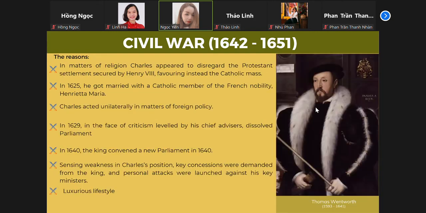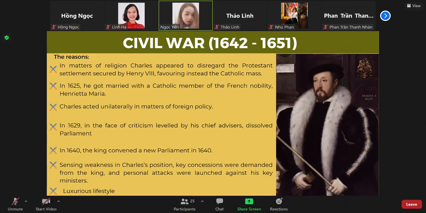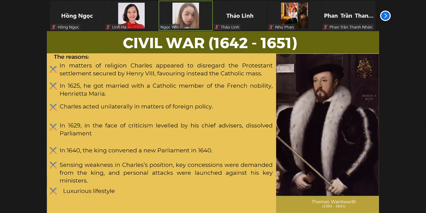Moreover, Charles also continued to act unilaterally in the matters of foreign policy. In 1629, in the face of criticism, he dissolved the parliament, which would not meet again for another 11 years. However, in 1640, the king convened a new parliament, and the new parliament was completely hostile to Charles.